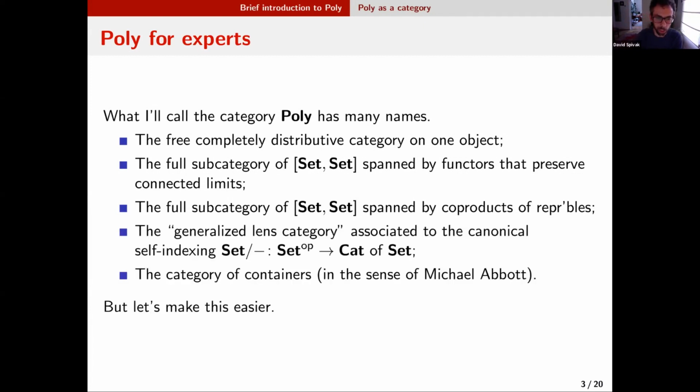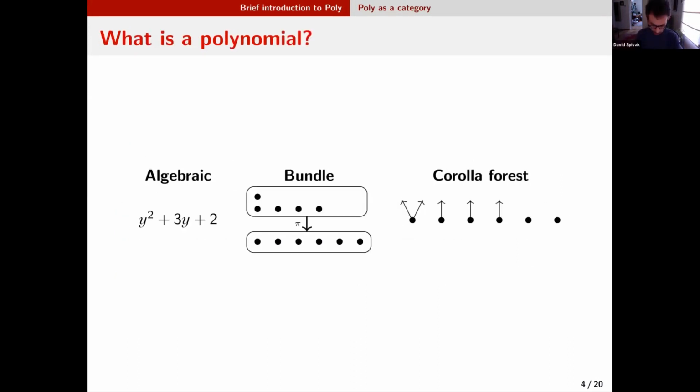It's also, David Jaz Myers talked about this generalized lens category, and so did Toby. Basically, if you take the category of sets and take the self-indexing, the construction of the pointwise opposite, you get poly again. And it's also called the category of containers in the sense of Michael Abbott. But I want to make this a lot easier.